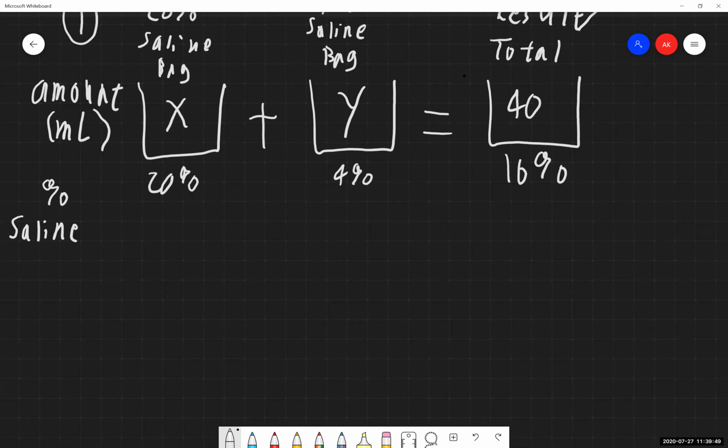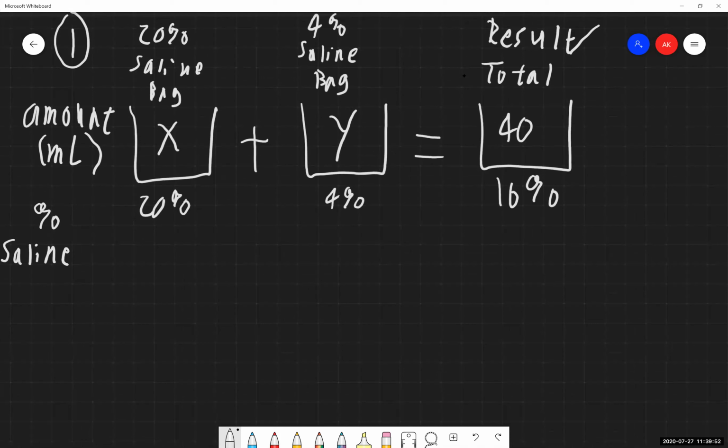I have some amount of the 20% bag plus some amount of the 4% bag is going to give me a total of 40 milliliters. Again, I don't know what X and Y are, but I know that if I add those two amounts together, I'm going to get a total amount of 40. So that's one of my equations. So I have an equation based on my amounts that I'm working with.